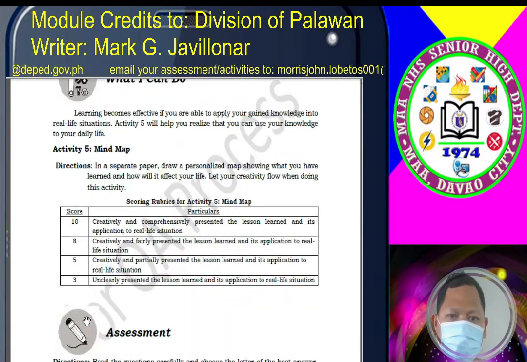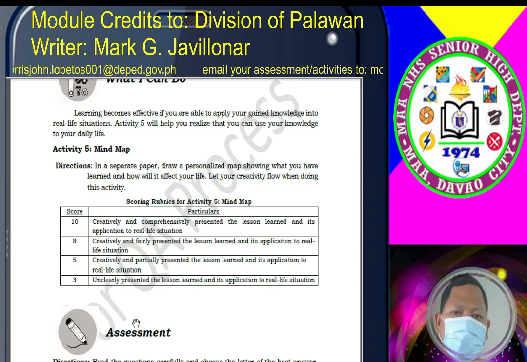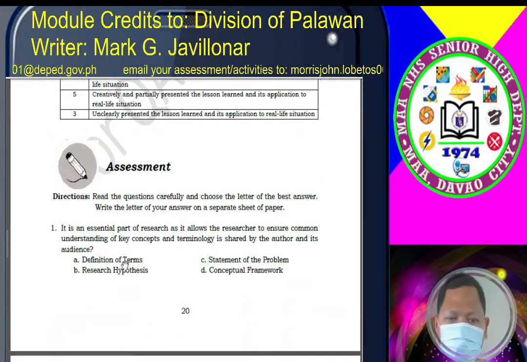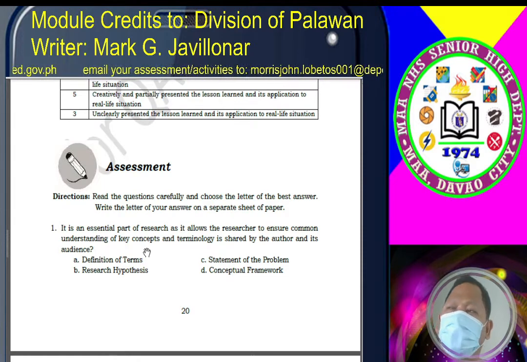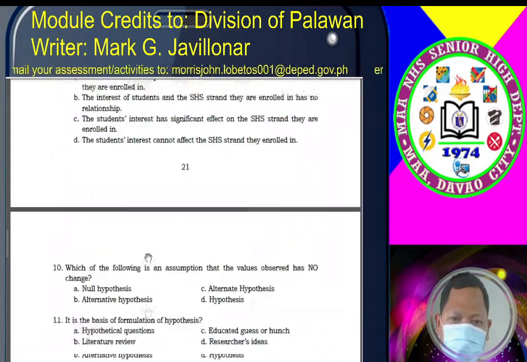Next, what can I do? Mind map, this is activity 5. On a sheet of paper, draw a personalized map showing what you have learned and how it will affect your life. Let your creativity flow when doing this activity. Then the assessment. Again, you answer this on your yellow paper. You do the rest. This is, I think, 1 to 15 again.